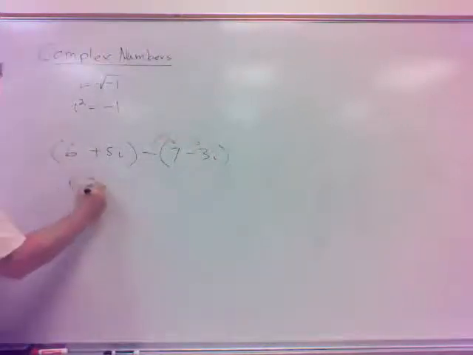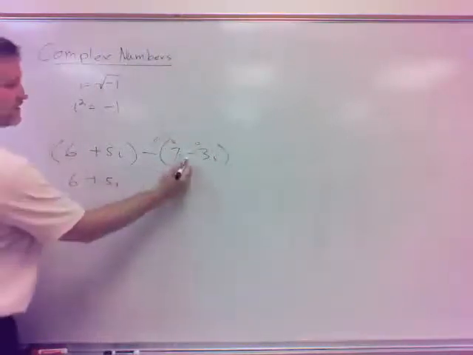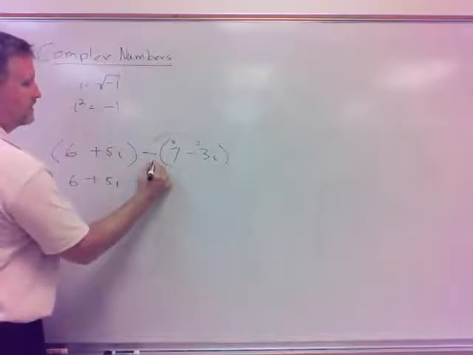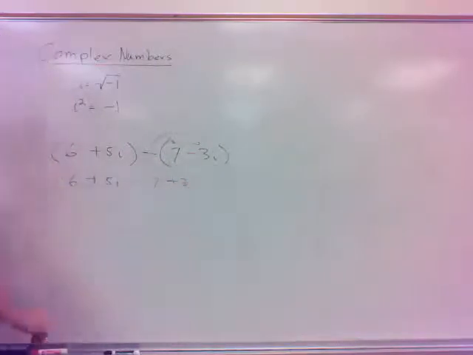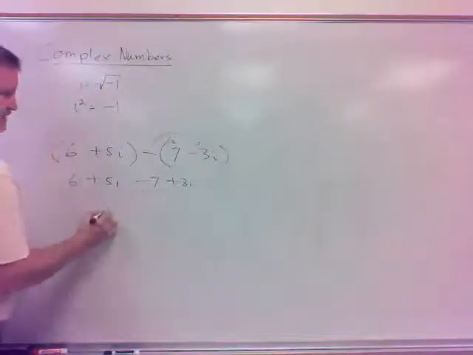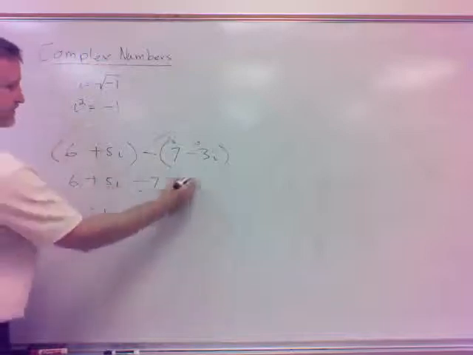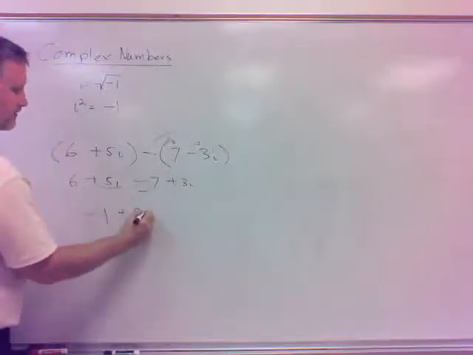So we have 6 plus 5i. Those aren't going to change, but this minus affects those. So it'll be minus 7, right? And then minus times a minus gives you a positive 3i. Just distribute that negative over and then combine like terms. You got 6 minus 7, that's negative 1. And you got 5 plus 3i, 8i.